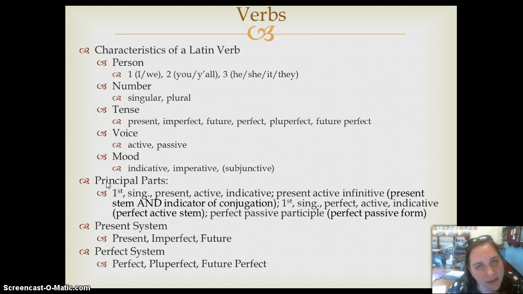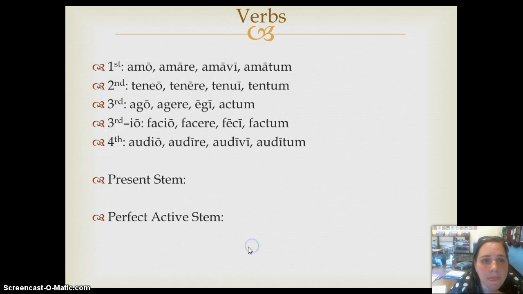Most Latin verbs have 4 principal parts. I go through the 4 principal parts here, and again, you should write that down. The tenses fall into 2 categories. There's the present system, made up of the present tense, imperfect tense, and future tense. And the perfect system, made up of the perfect tense, pluperfect tense, and future perfect tense, okay?